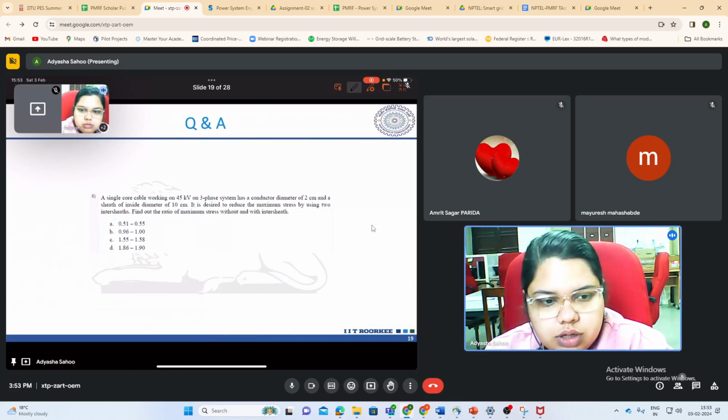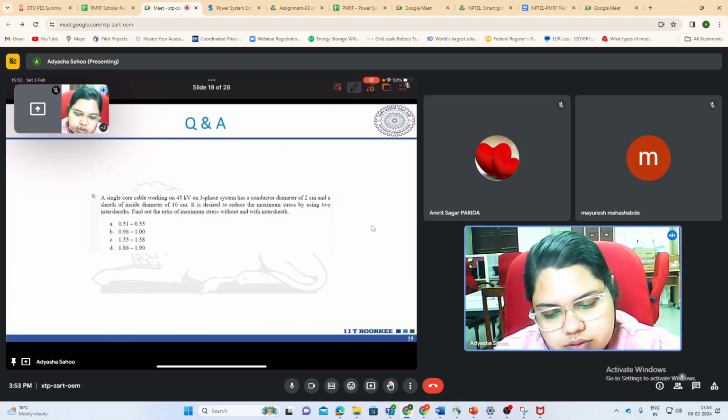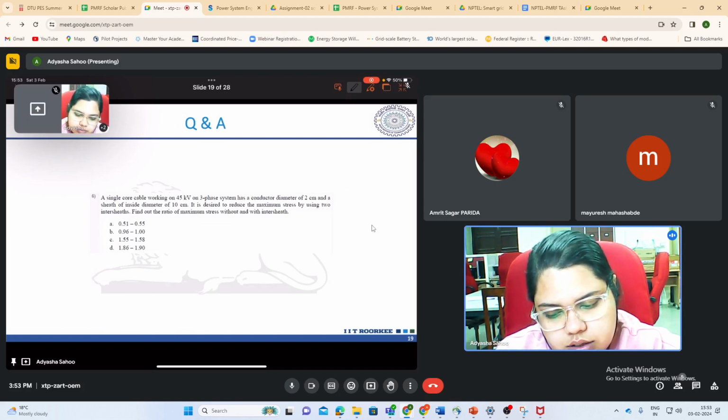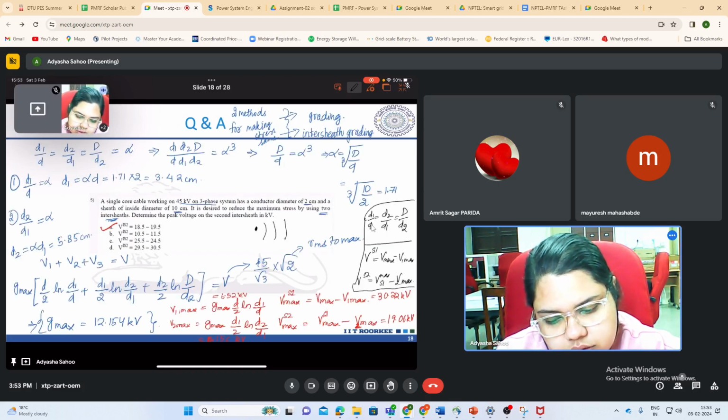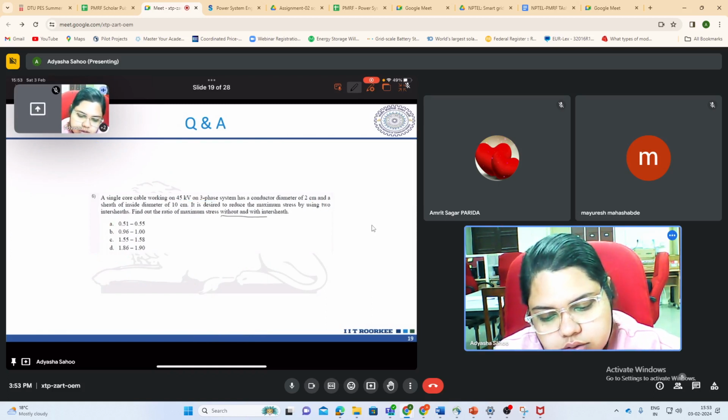Now moving to next. So single core cable working on 45 kV three phase, conductor diameter 2 cm, and sheath inside diameter 10 cm, basically the same as previous. So it is desired similarly to reduce the maximum stress by using two intersheaths. To find out the ratio of maximum stress without and with intersheath.